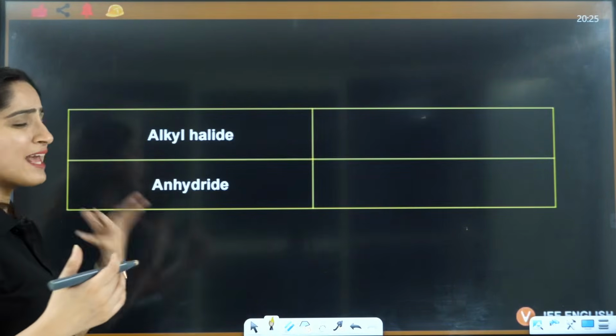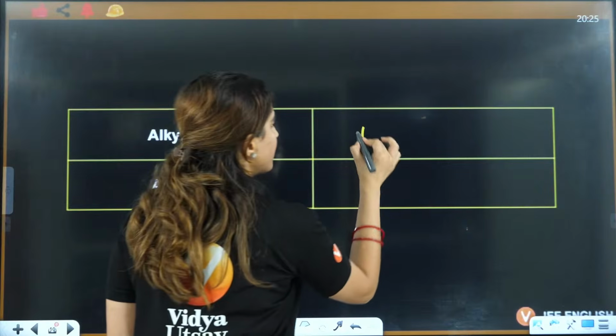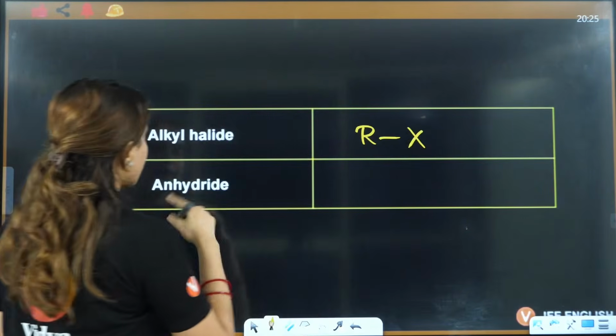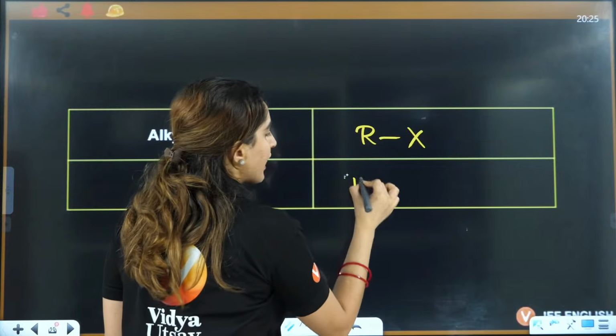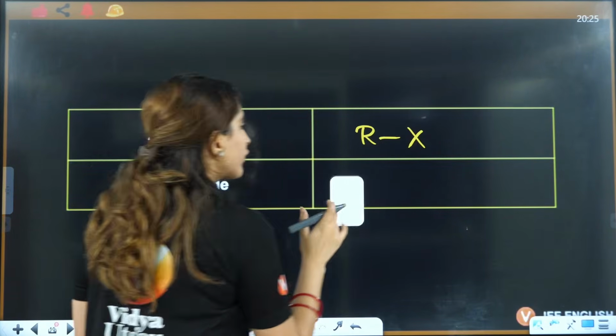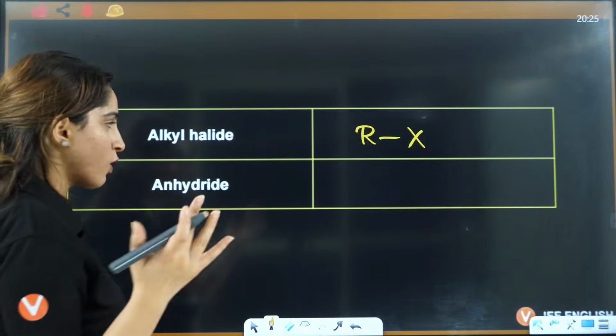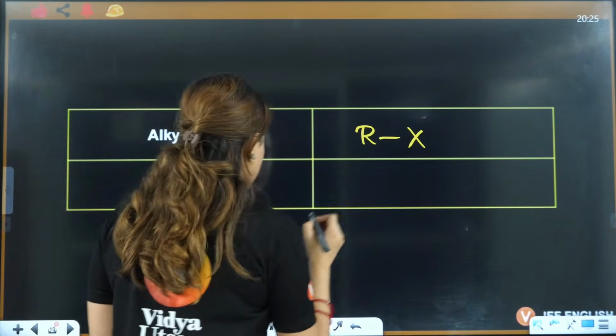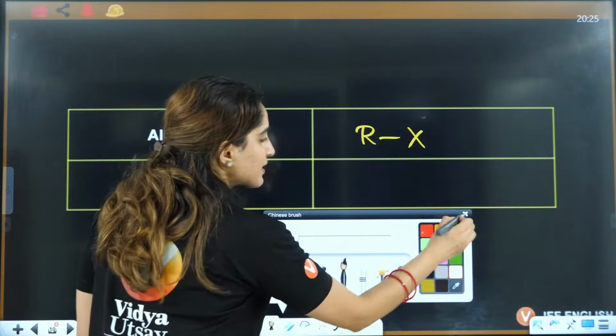Now, what is alkyl halide? Alkyl halide is simple RX, right? Then what is anhydride? Anhydride is R. Now for anhydride, I'll tell you in detail also, right? What exactly is this? In anhydride, what exactly do we do?